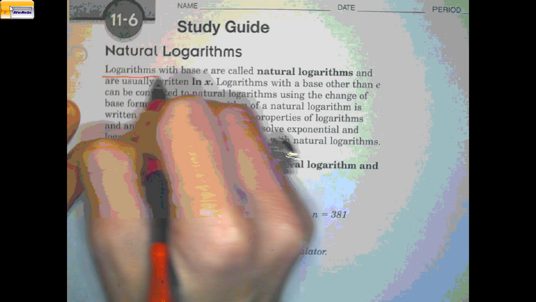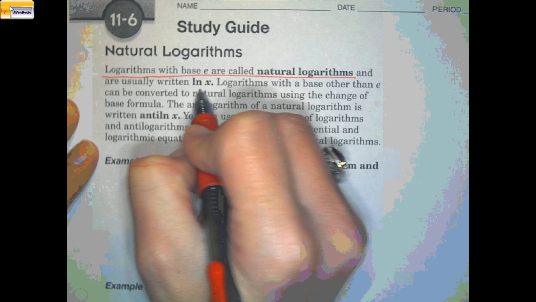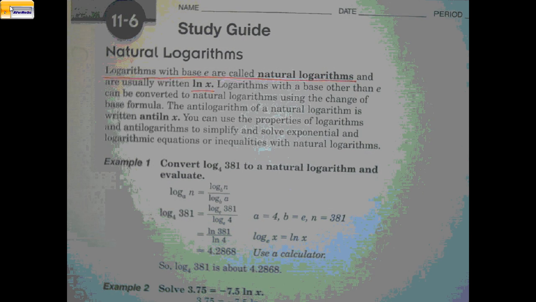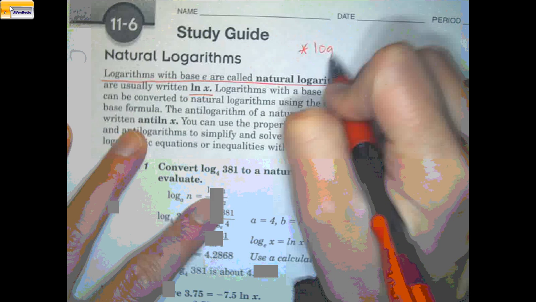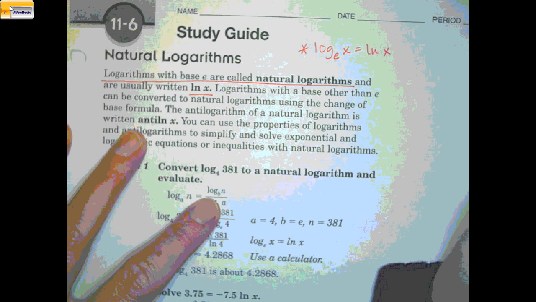Logarithms with the base of e are called natural logarithms, and they're usually written as ln of x. So it's just a type of log, and you've got a button on your calculator for it on the left. Without words, this is what it looks like: log base e of x equals natural log of x.